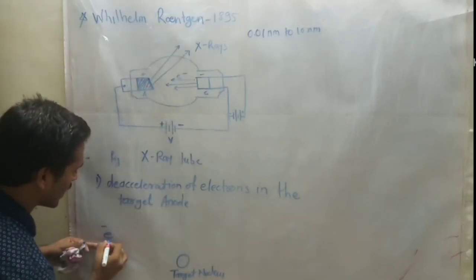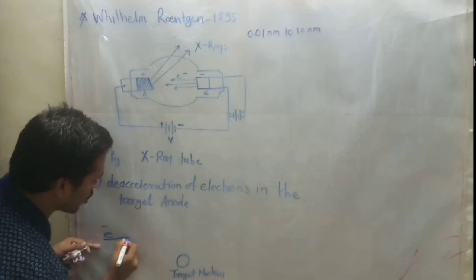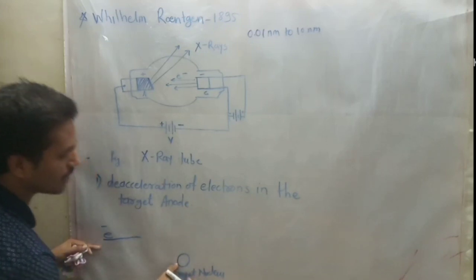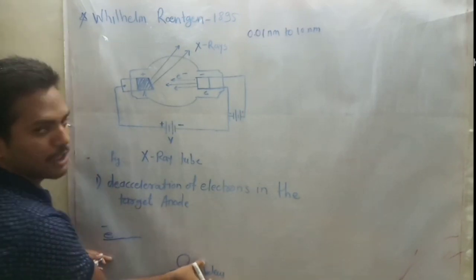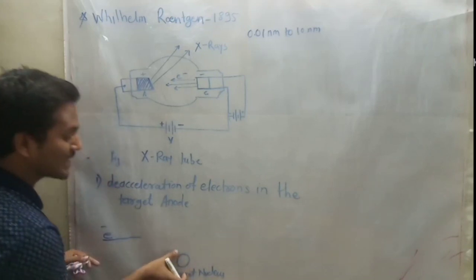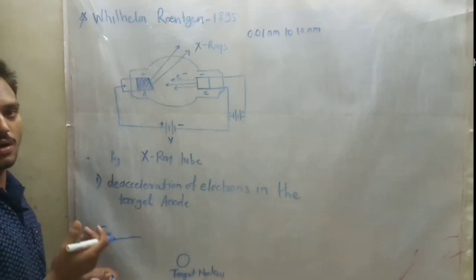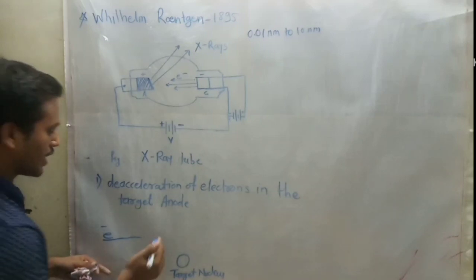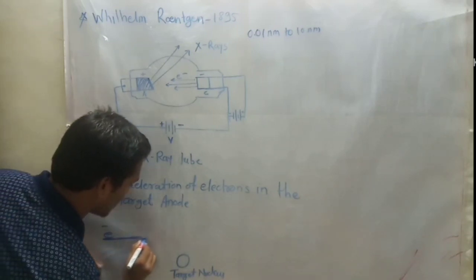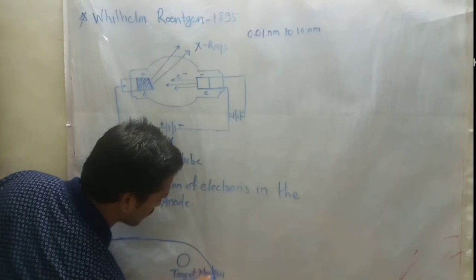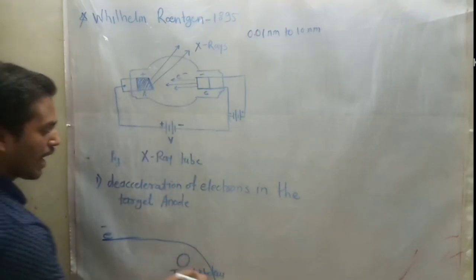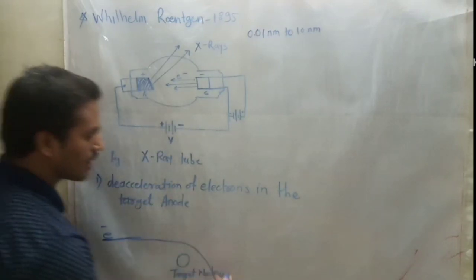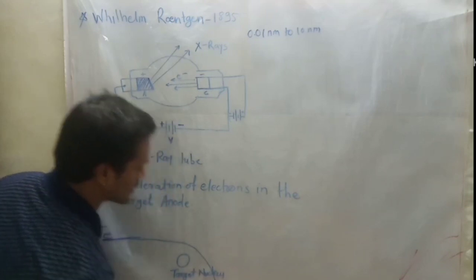if this electron goes near this heavy nucleus, then the nucleus has a highly positive charge and the electron has a negative charge. Due to this, the motion of the electron slows down, and the kinetic energy of the electron becomes less.